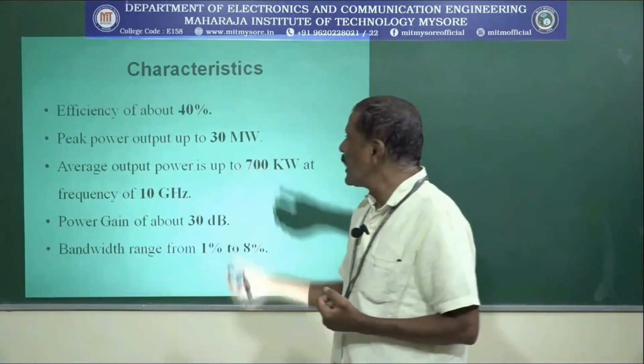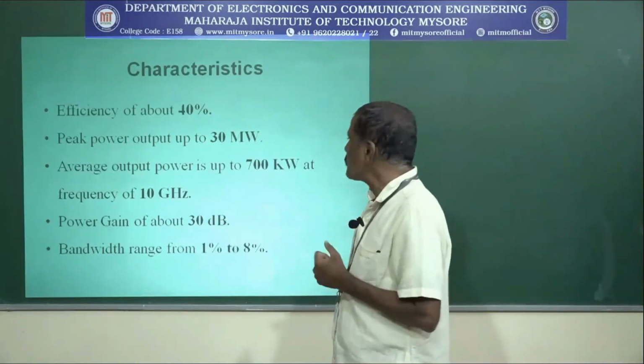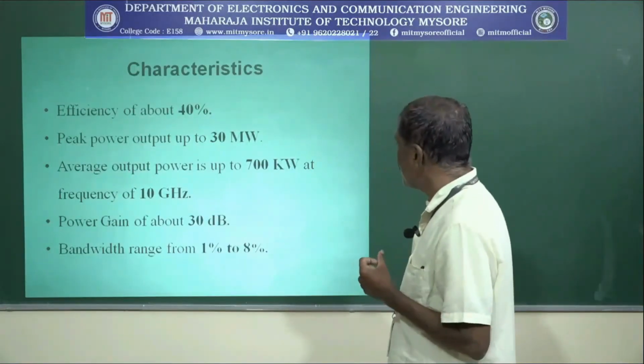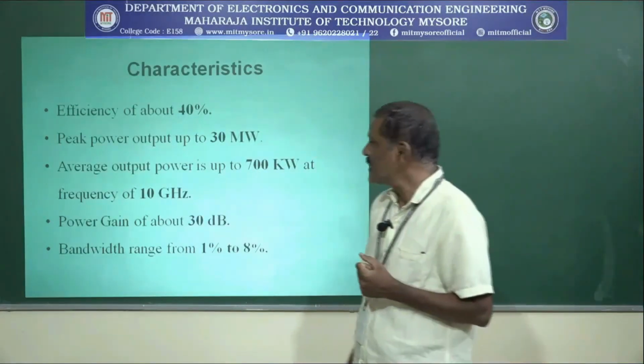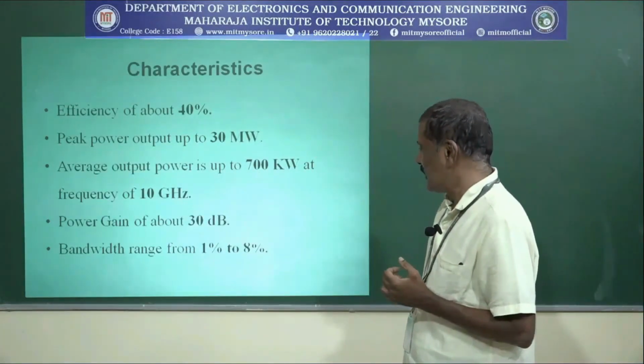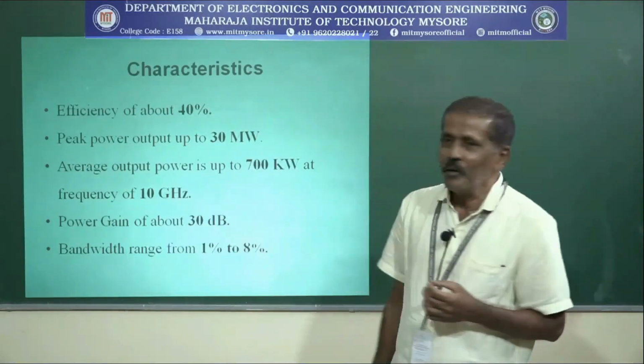And now the characteristics of this particular device: efficiency is about 40%, peak output power generated is up to 30 megawatts, the average output power is up to 700 kilowatts, and it operates at a frequency of 10 gigahertz, power gain is about 30 dB, and bandwidth ranges from 1 to 8%.